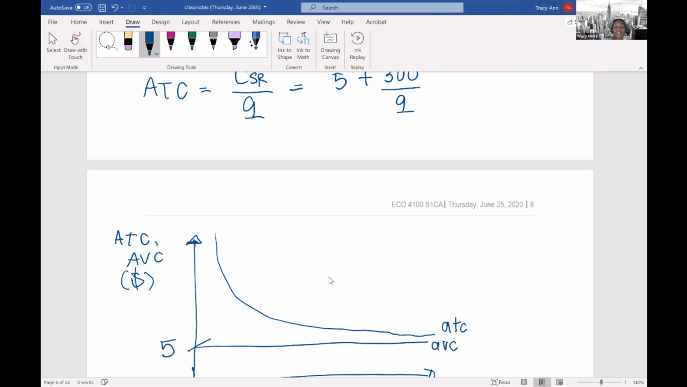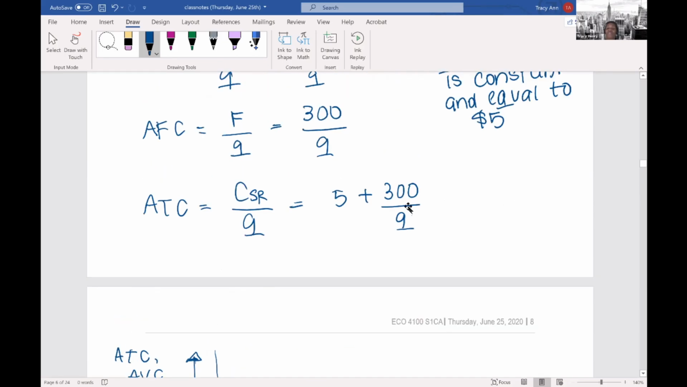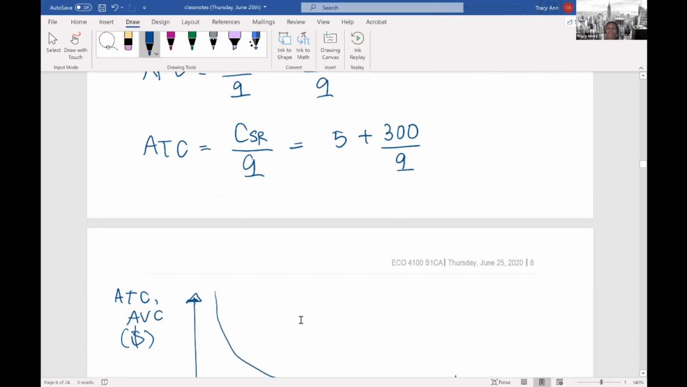So, it never touches, right? You can imagine that when Q is equal to 50, then my average total cost is equal to 11. If you look back at this, when Q is equal to 50, my average total cost is equal to 11, my average variable cost is equal to 5.